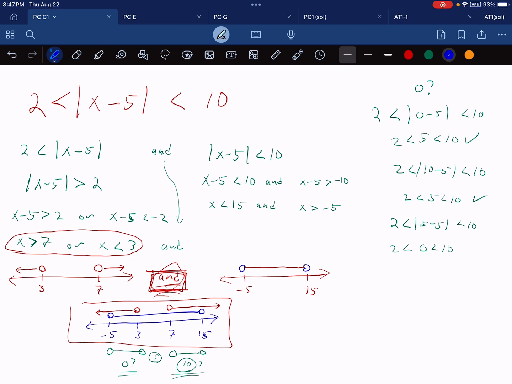So the solution is not including anything, right? None of the bounds should be included. It should go from -5 up to 3, but then there's a gap, right? And I'm not saying "and" in this case, I'm going to say "or." The next area that has the overlap of the blue and red is from 7 to 15. And here's our solution. So that's in interval notation.